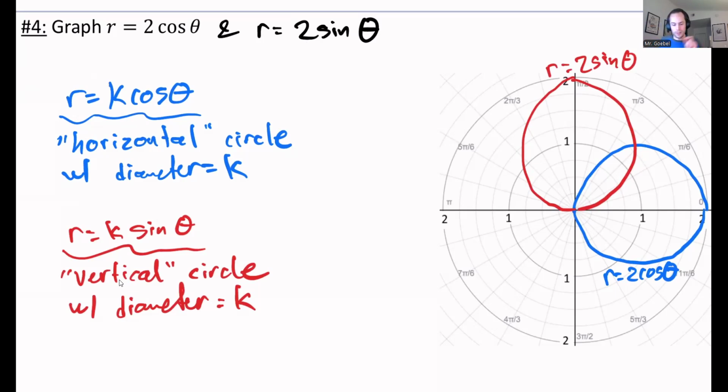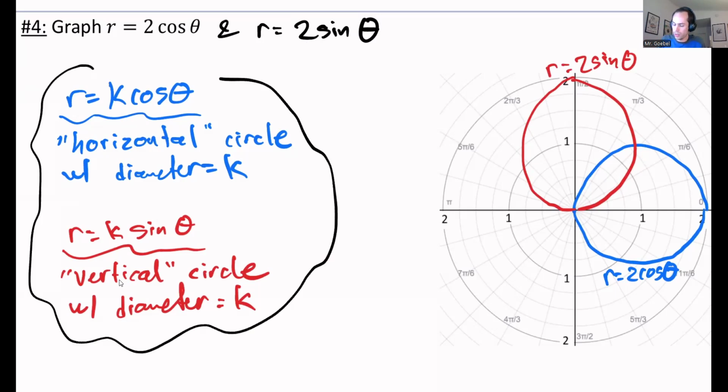And I will say you should memorize these graphs as well. Along with the k equals a number and or r equals k and theta equals k from the last slide, you should also know what r equals k cosine of theta and r equals k sine theta look like. Again, I apologize for having to go fast, but hopefully this was a review. This was just catching you up on stuff that you did last year.